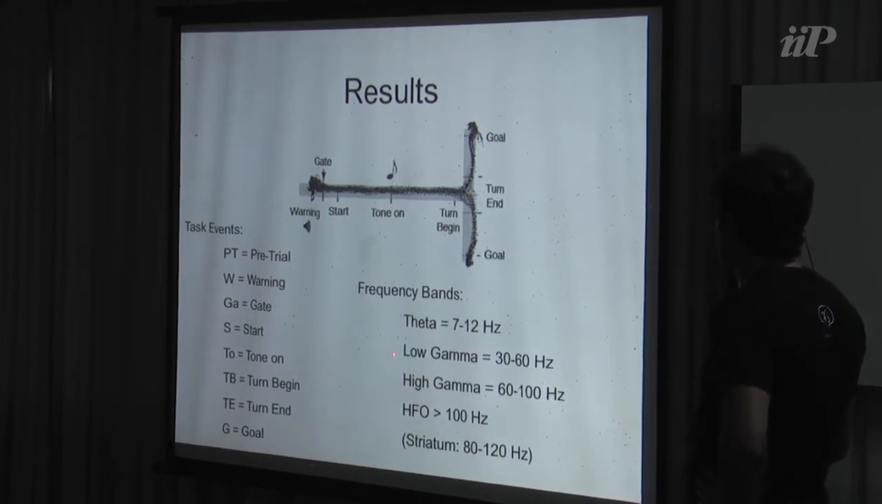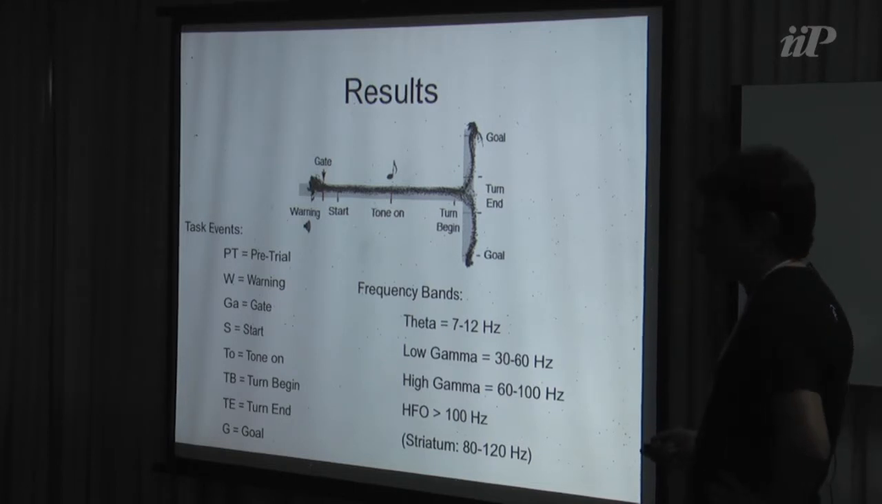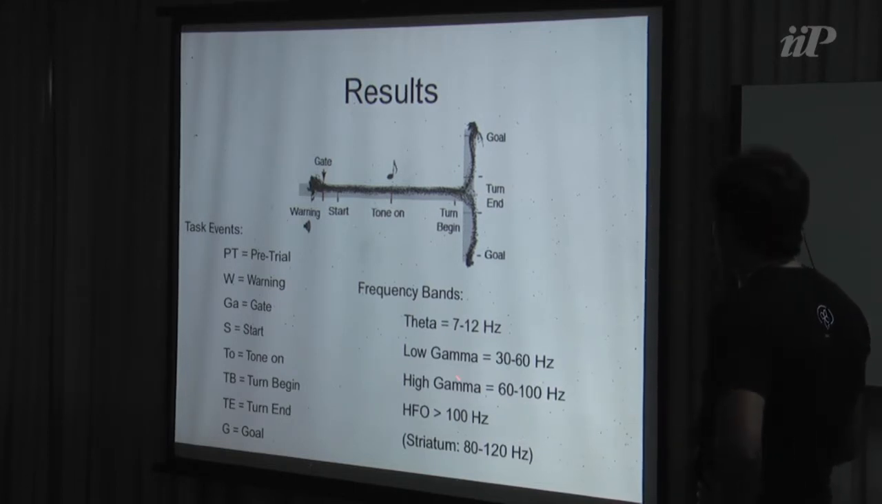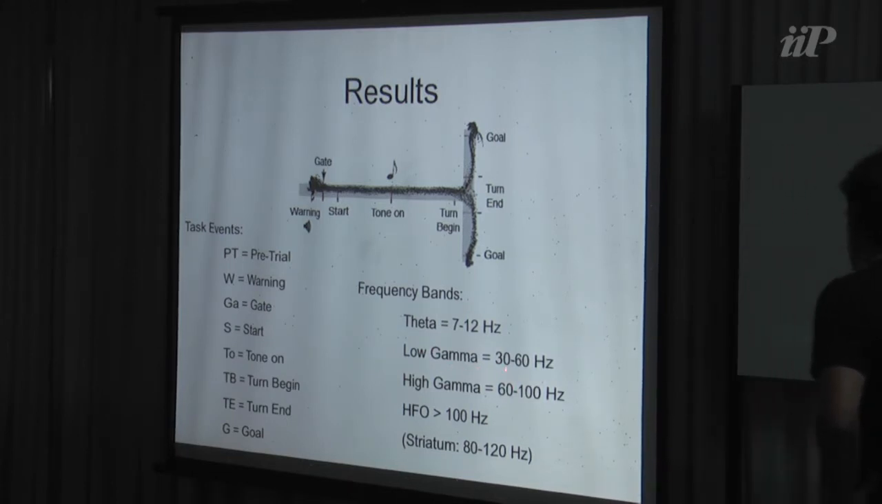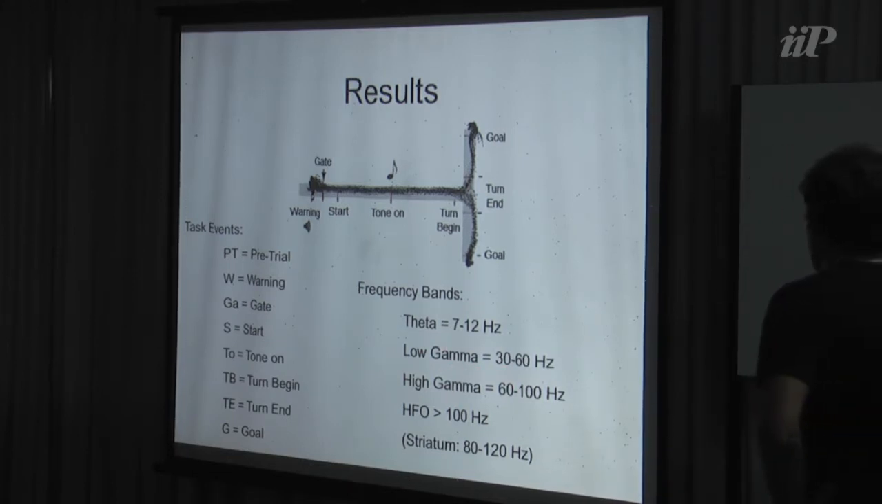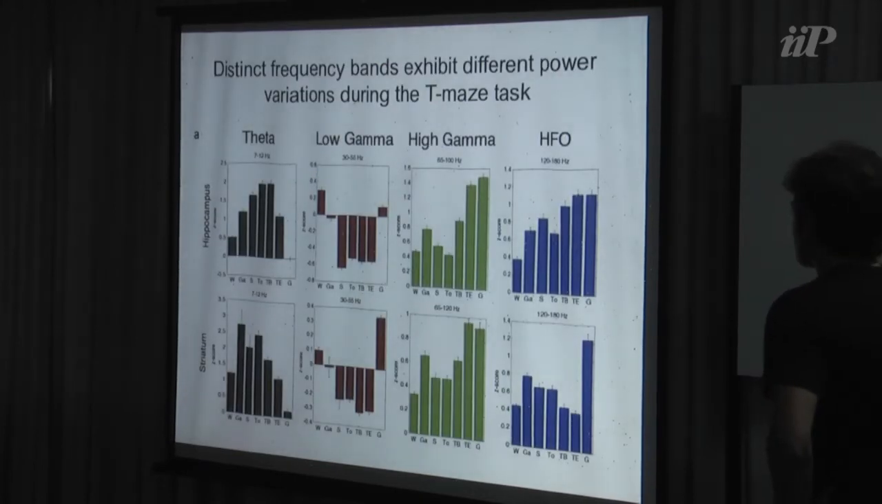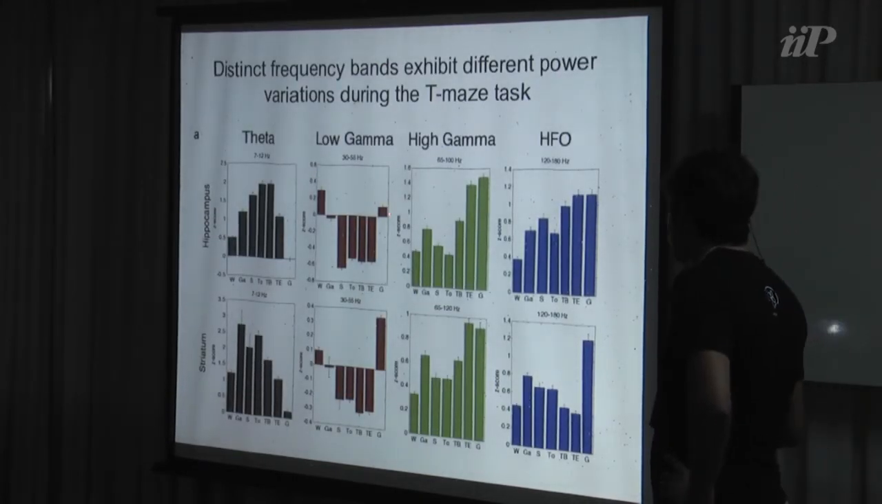And in this work, I broke gamma. Nowadays people are breaking gamma a lot, but at the time this was one of the first papers breaking gamma, not as a single entity, but in two. Here I have low gamma and high gamma. Okay, so results. So far, I'm not showing you any cross-frequency coupling.